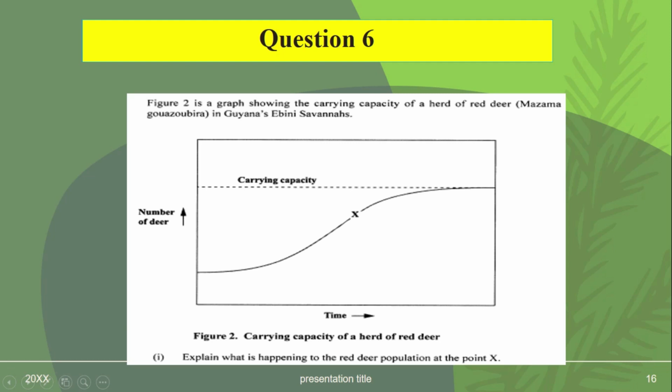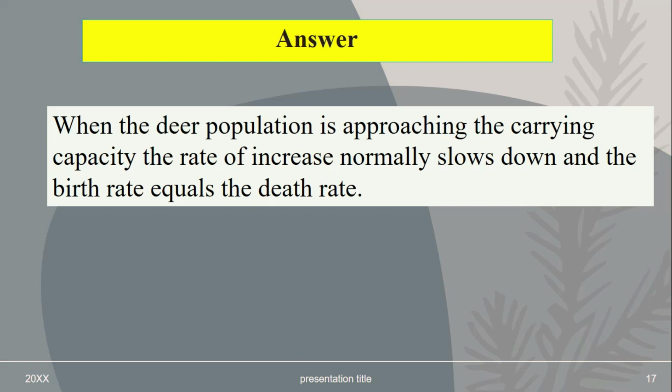So that's what happens at X. Carrying capacity is the maximum population size that the environment can maintain. For example, with a forest, how many birds can the forest maintain? It maintains a certain population size. If the population size goes over that, then some of the organisms, the birds for example, will die. All right, so let's go down to the question to answer it.